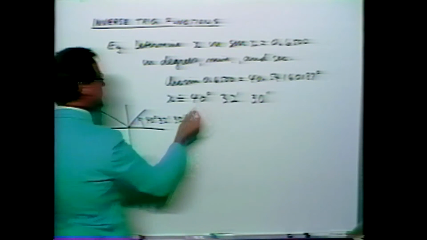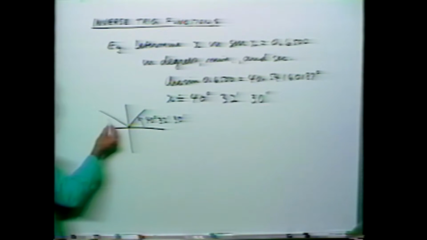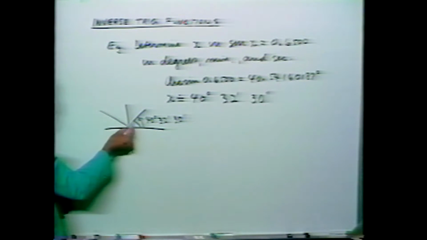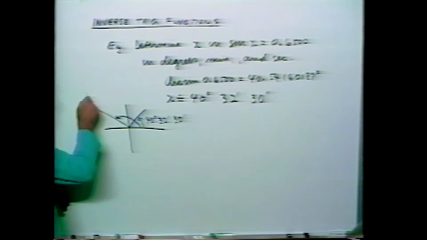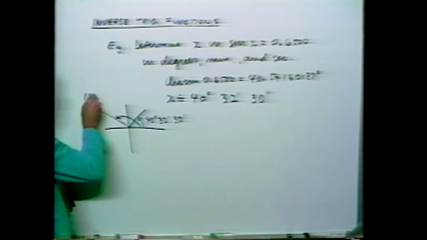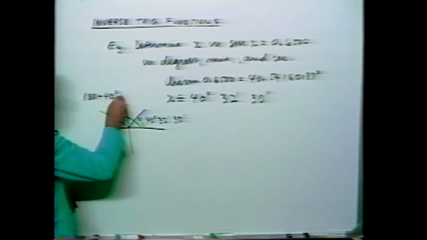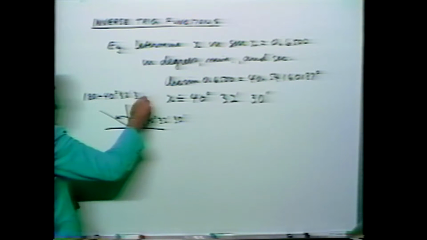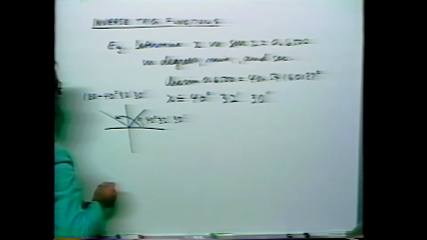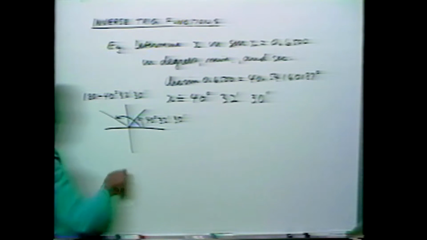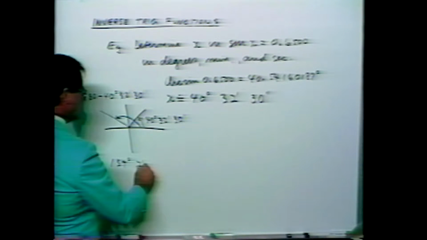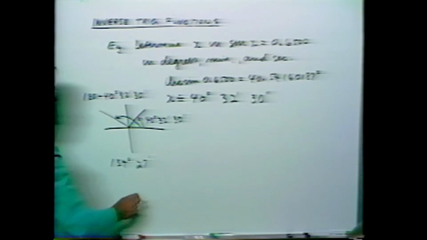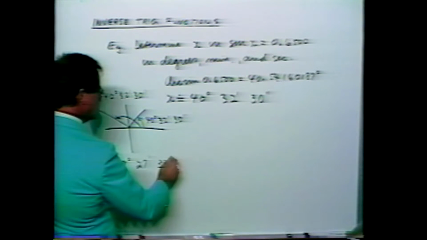On a quickly constructed graph, if we treat this amount as the angle which gives the sine of it equal to 0.6500, we find that there is another such angle that produces the same amount of 0.6500, and it is the related angle 180 minus 40 degrees, 32 minutes, and 30 seconds, which in this case then is equal to, by subtracting, 139 degrees, 27 minutes, and 30 seconds.